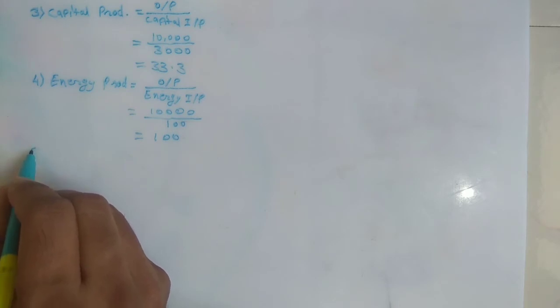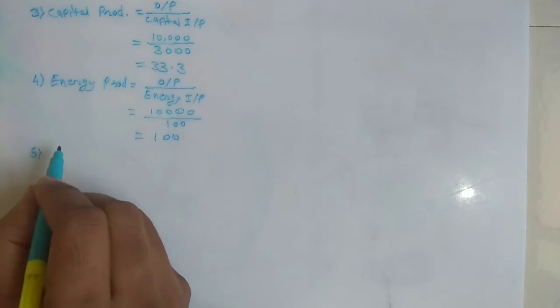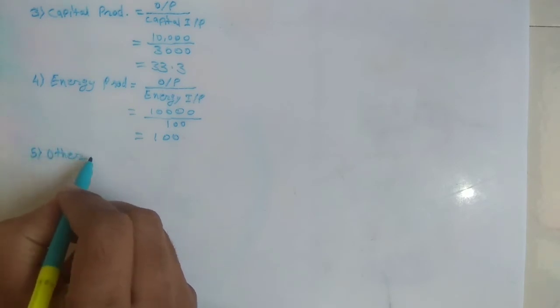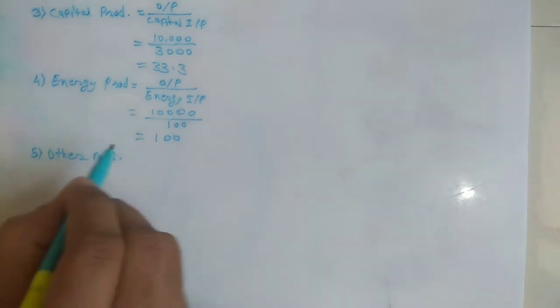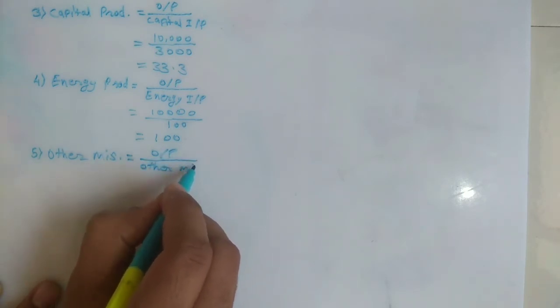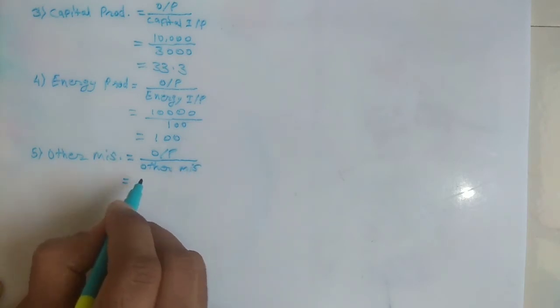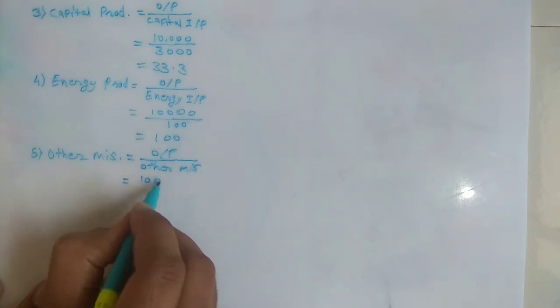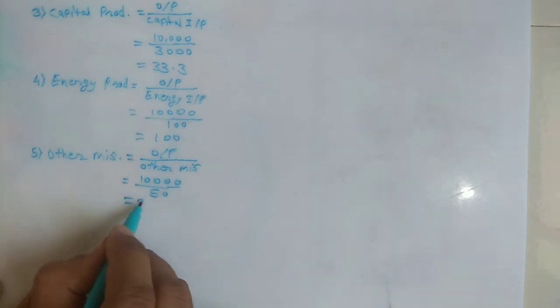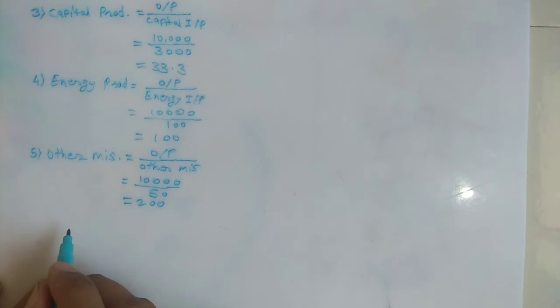Then after, we consider other miscellaneous expenses. So here we calculate another productivity. Output divided by other miscellaneous, we consider it as 50. So 10,000 divided by 50, it comes 200. So these are all the partial productivities.